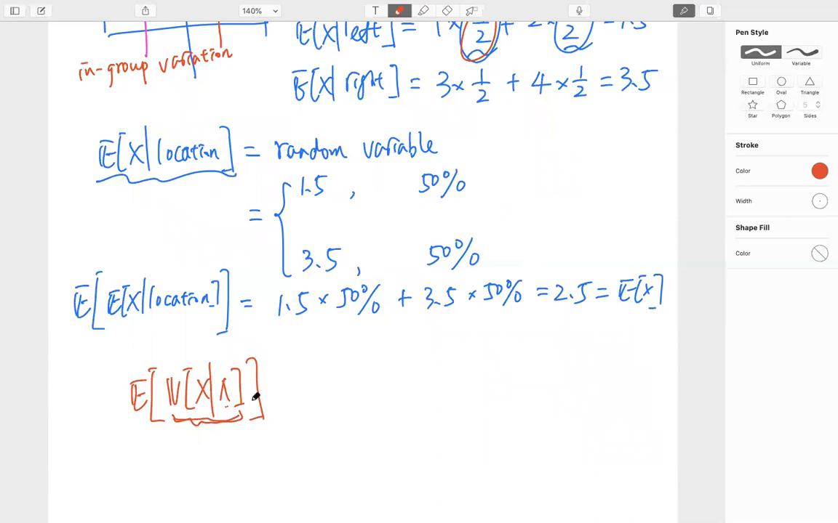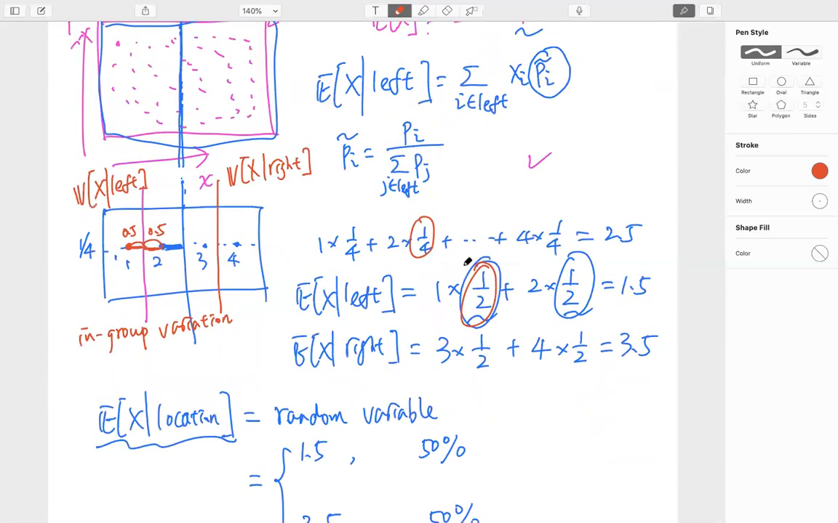But that is not the end of it. There's another layer of variation. That is, okay, I have my left mean down here. This is my left mean. And I also have my right mean down here. I also have the overall mean. So this has distance. This has distance as well. So I also need to study between group.